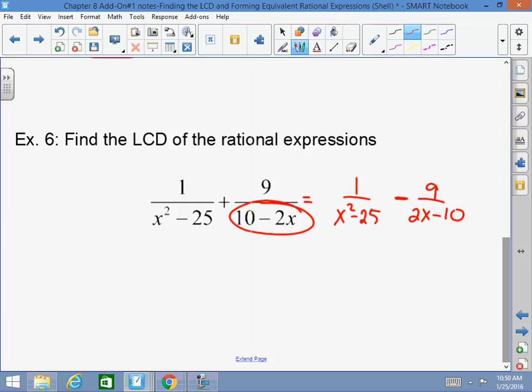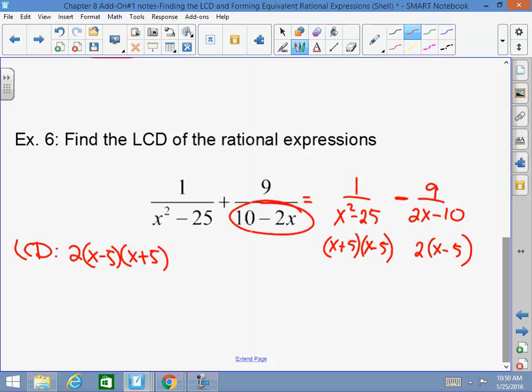Now, this denominator becomes x plus 5, x minus 5. This denominator becomes 2 times x minus 5. Now, what's my LCD? You got a 2, x minus 5, x plus 5. Very beautiful. Well done. That's my LCD. Yes, sir, my brother. Yes, sir.